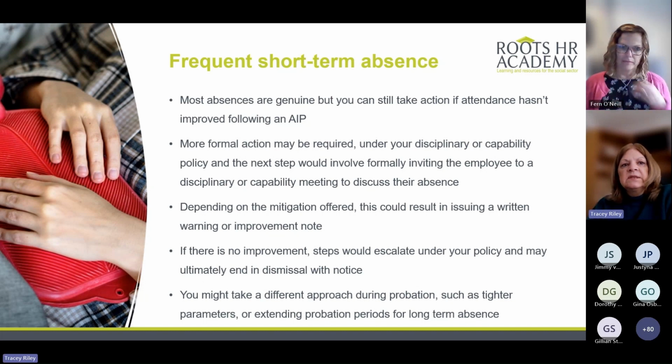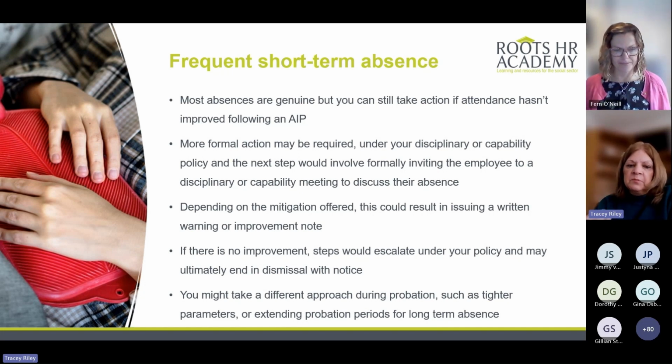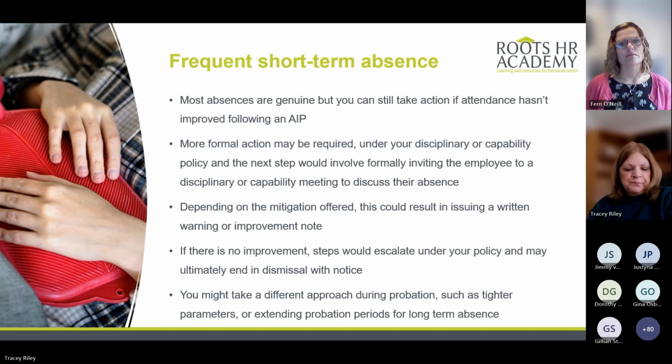Now, you might take a slightly different approach during the probationary period. You might, for instance, have tighter parameters on your trigger points, or you might even think about extending a probationary period where somebody has a long-term absence, and that would be considered reasonable, so that you can give the person a little bit longer to be able to prove themselves in the role.